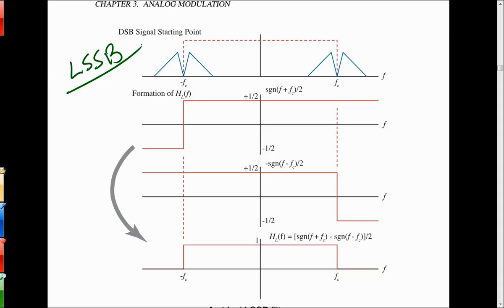So the way the development works is you form one filter which is a signum function shifted to the left by FC, and then put a scale factor of 1/2 on it, and then subtract from that a signum function filter that's been shifted to the right in the frequency domain out to FC. And when those two add together, the 1/2 and the 1/2 form the 1, and then the minus 1/2 and the plus 1/2 out over here give you the 0, and likewise the minus 1/2 and the 1/2 in here gives a 0 out over there. So that synthesizes the frequency response that we're looking for.